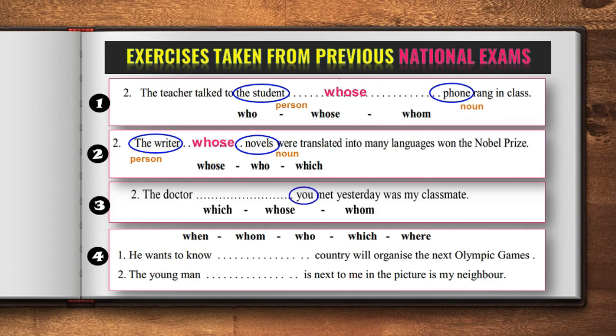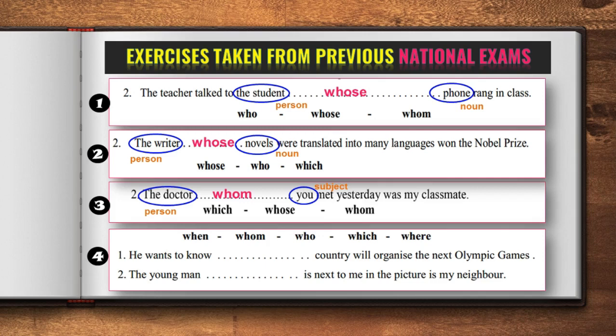So we've got here you, it is the subject pronoun, and here we've got a person, so here we're going to use whom because we've got here a subject. Very good. Let's go to number 4. Number 4, we've got when, whom, who, which, where. So we need to use those things.